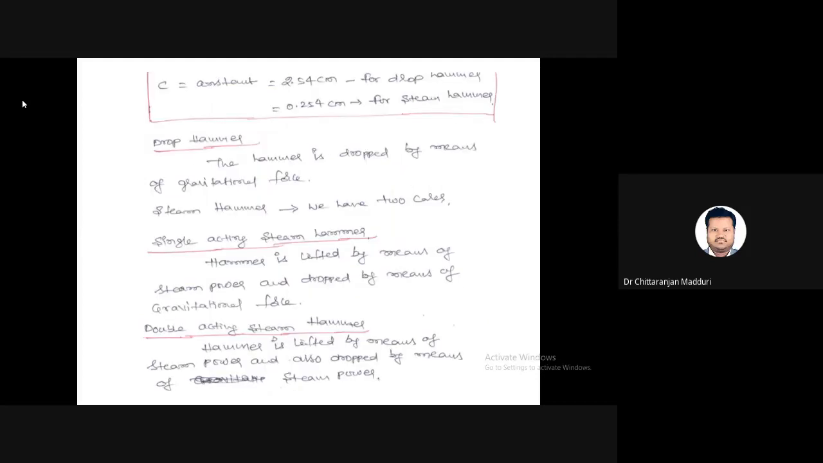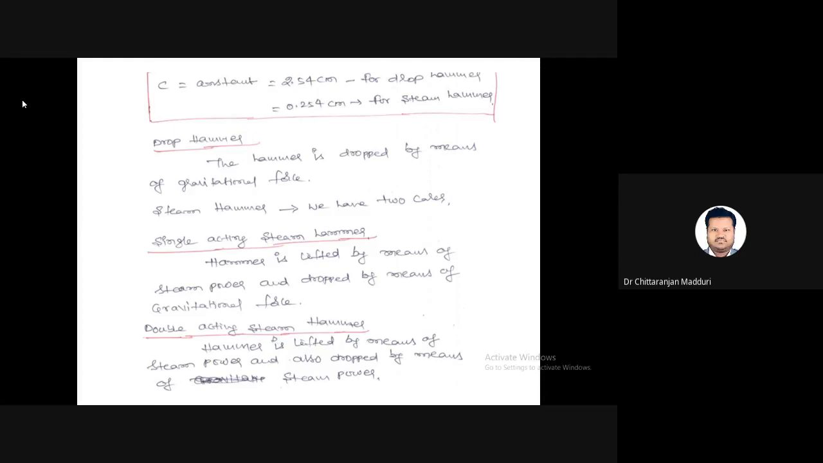C is known as constant: 2.54 centimeters for drop hammer, 0.254 centimeters for steam hammer. It is also a standard value. It may or may not be given in the problem. Factor of safety may not be given, hammer efficiency also may not be given, and C value also may not be given. So you need to assume these standard values. C value is 2.54 centimeters for drop hammer, 0.254 centimeters for steam hammer.